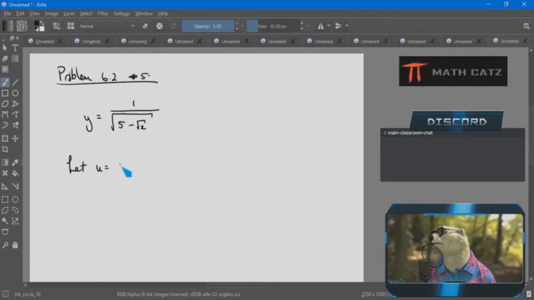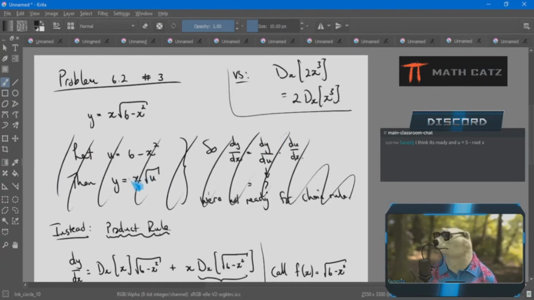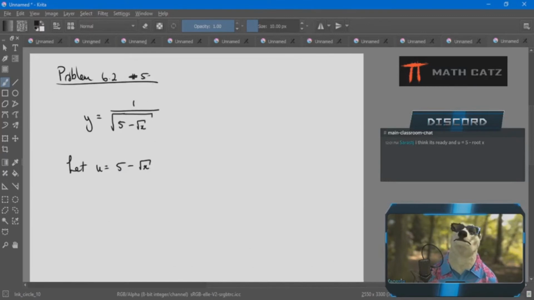Now there's a big square root, so I don't think it's a bad idea to try u as 5 minus root x. I think it's ready too. But I want to just emphasize that even if you're not 100% sure, trying it might show you better that it wasn't ready. You might not see it right away, but in trying the chain rule, something weird is going to happen. This mix of x's and u's telling you, oh, no, not ready. That's okay. And if that doesn't happen, well, then great.